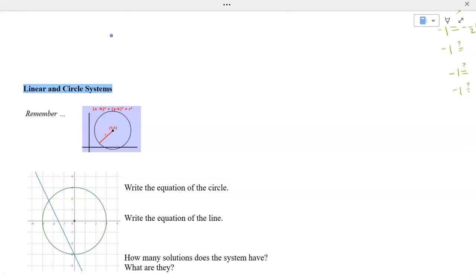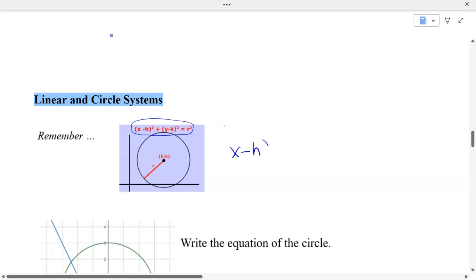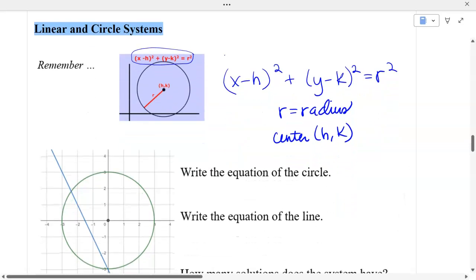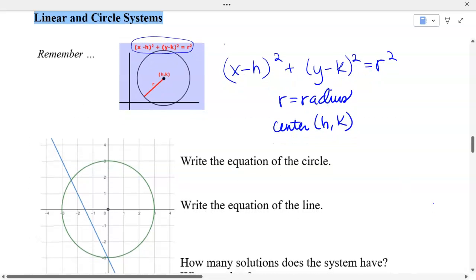So remember, when we are talking about a circle, as I've got listed and written right here, our equation of a circle is (x minus h) squared plus (y minus k) squared equals r squared. And that's where r is going to be our radius, and our center is at h comma k. So let's take a look at some examples. If we look at this graph over here to the left, we see on our circle, our center is at 0, 0.